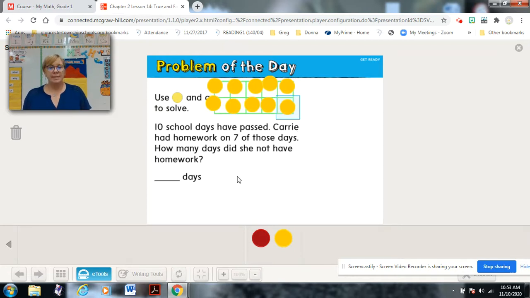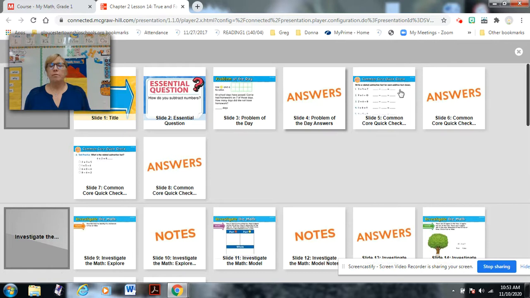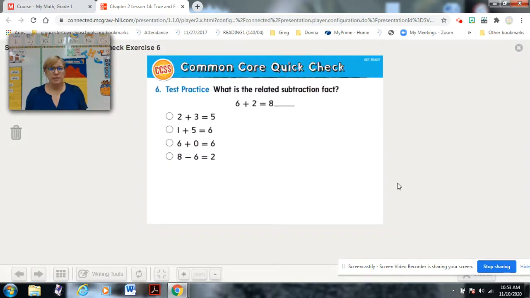Carrie had homework on 7 of those days. Okay, so she had homework, so I'm going to take away, because they want to know how many days did she not have homework. So I know there were 7. 1, 2, 3, 4, 5, 6, 7. How many days did she not have homework? Let's see, 1, 2, 3. And the answer is 3 days she did not have homework. Okay.